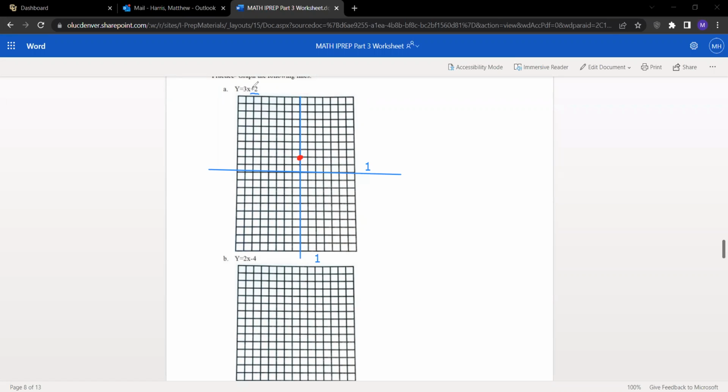So here we have a slope of 3, which means every 1 we go over, we go up by 3. So here we go 1 over, up 1, 2, 3. That's our second point. Now, if you'd like, we can do it again. Go over 1, up 3, and so on. All you have to do here is just draw a line.